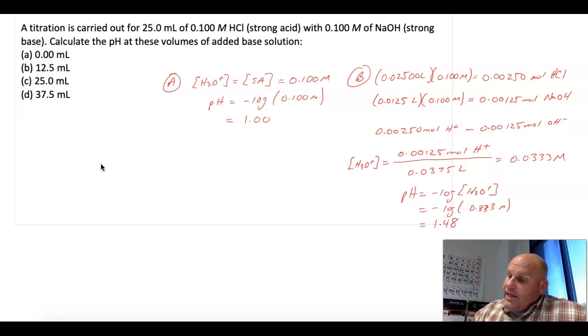In part C here, we see that in both my acid and my base, I have 0.1 molar solutions. Because I have the exact same molarity, and the same volume, my concentration of H3O plus is going to equal my concentration of OH minus. So that means we're at the equivalence point. So here, no calculation needed. I have a pH of 7.